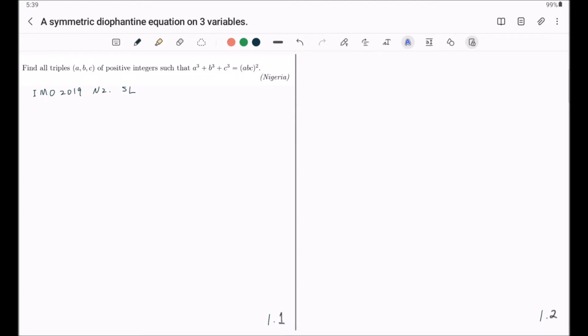In this video, we will talk about a problem in the shortlist of the IMO 2019. This problem was proposed by Nigeria. The problem asks us to find all triples A, B, and C of positive integers such that a cubed plus b cubed plus c cubed is equal to abc squared. So that's a problem. This is a diophantine equation, an equation seeking integer solutions.